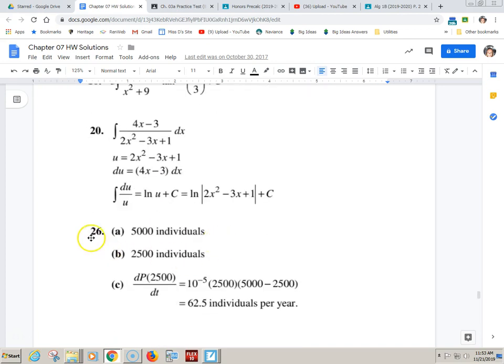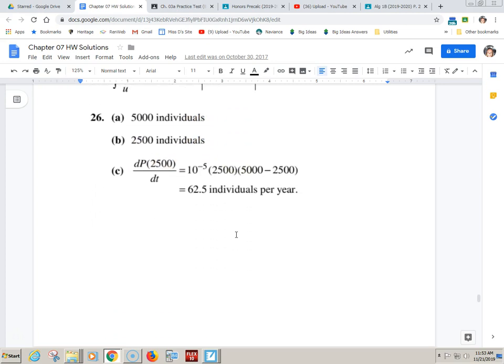That was nice. Number 26, though, oh, logistic growth. Letter A, 5,000. Is that your L? Letter B, 2,500. Is that the population when it was growing the fastest? I see that nice half of L. Letter C. Oh, did you just have to find the fastest rate?